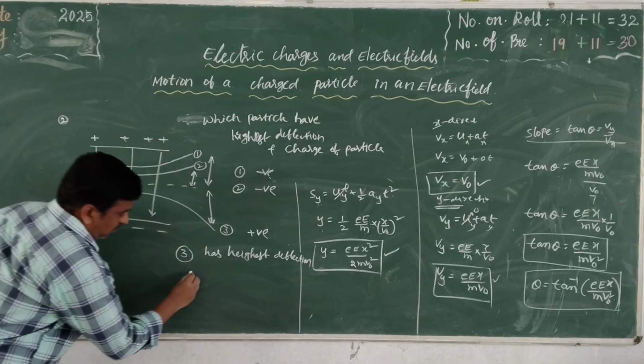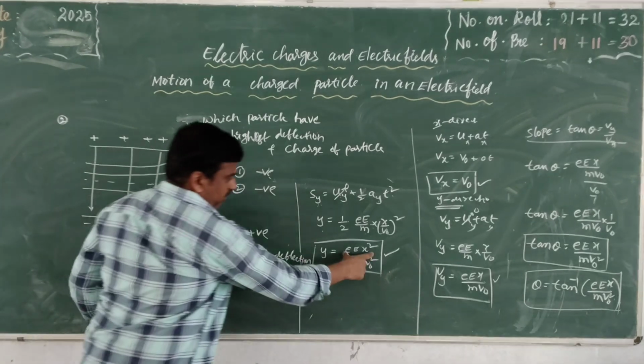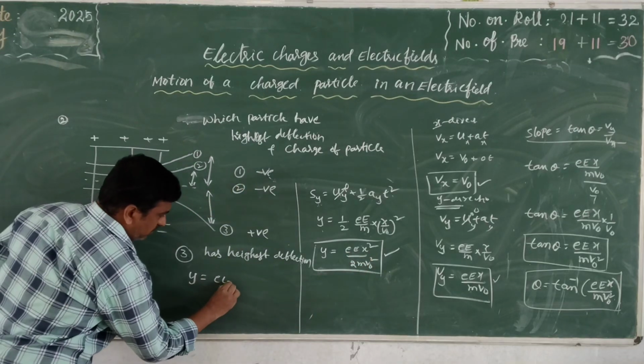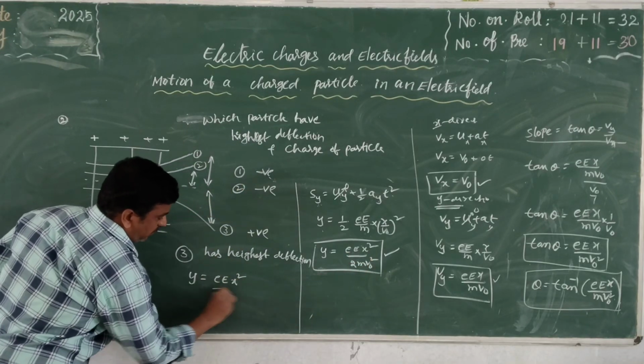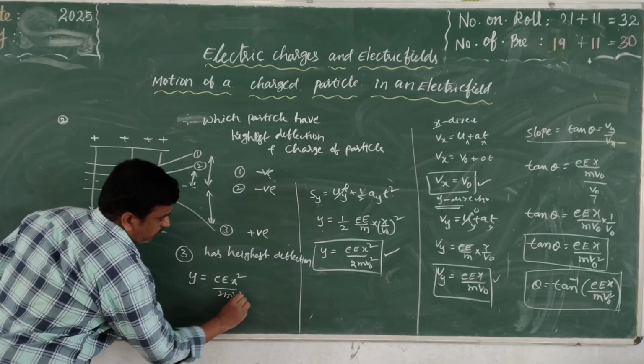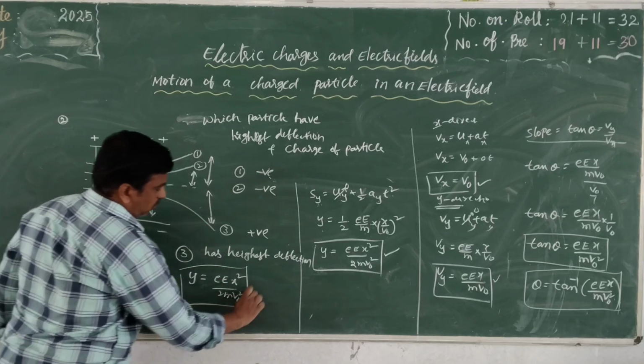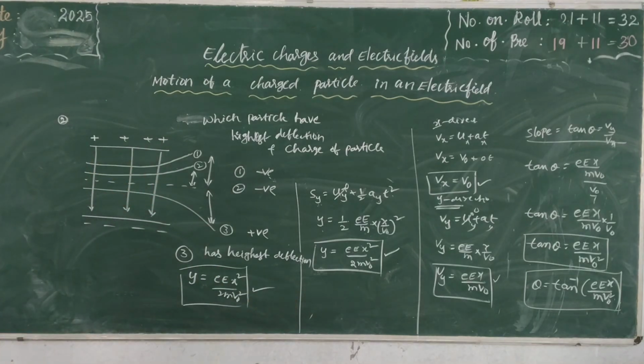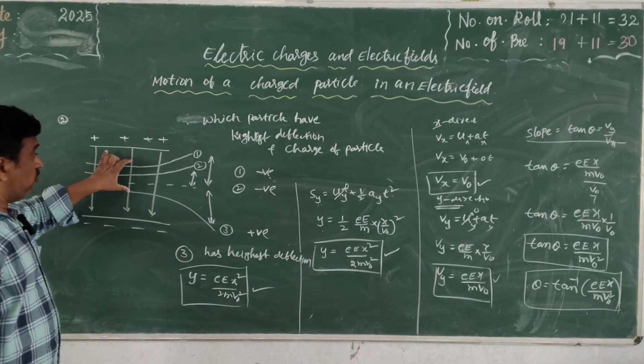And what is that now? y equal to, this is the formula, E x square by 2 m v naught square. This is the deflection along y axis due to this particle, due to a uniform electric field.